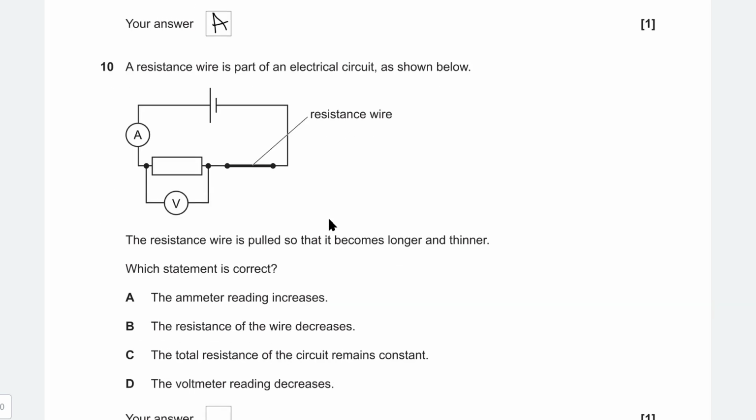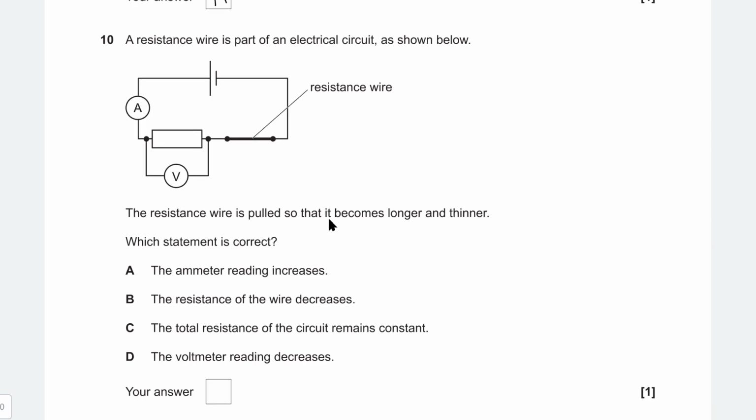Question 10. A resistance wire, part of an electrical circuit, is shown below. The resistance of the wire, so it becomes longer and thinner. Resistance is given by the resistivity, but resistance is proportional to the length divided by the cross-sectional area. If it becomes thinner, the area goes down, the resistance increases. If it becomes longer, the resistance increases yet again. So the resistance wire increases in resistance.